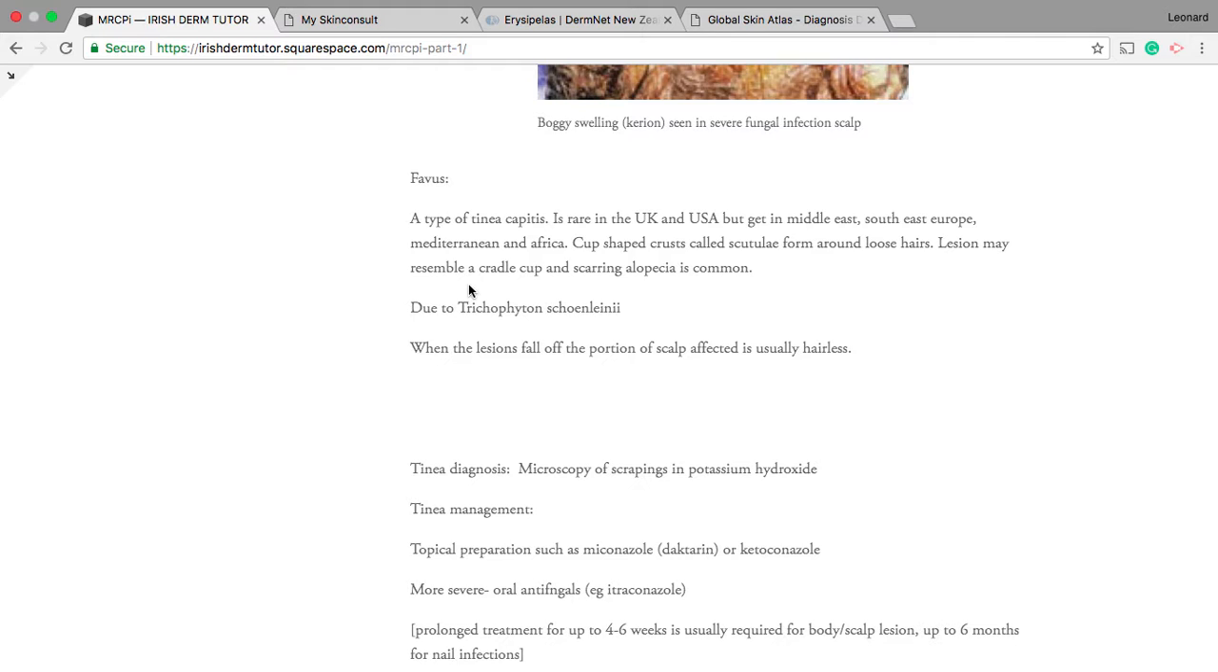And this is due to Trichophyton schoenleinii. And when the lesion falls off, the portion of the scalp affected is usually hairless. I wouldn't really bother too much about Favus, to tell the truth.